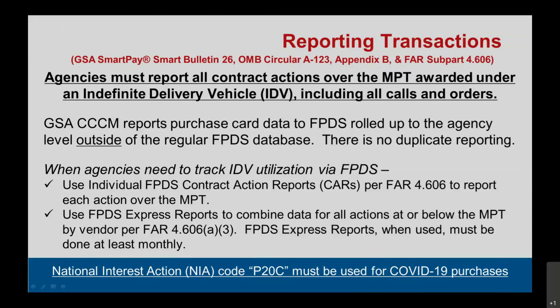So if you're doing a micro purchase buy, whether it's against an existing contract or it's just on open market, it's going to be reported by us the same regardless. But like I said, agencies have the option to consolidate their reporting if they have some that are over the micro-purchase threshold against vehicles and under. And you can use an FPDS Express report for this. It's outlined in FAR subpart 4.6, and they give you all the parameters of how to do that. Not a lot of people are going to have to do this, but we bring it up just because it's an advanced concept under the purchase card. When it does come to COVID-19 purchases, there is a National Interest Action Code P20C that should be used if you're coding those things for the pandemic.